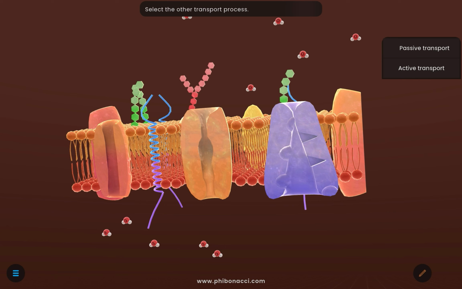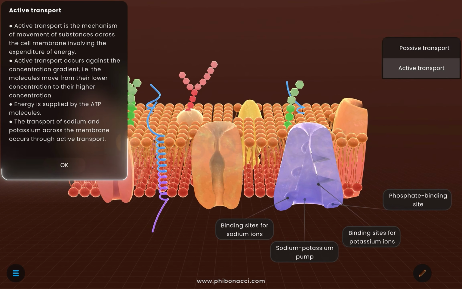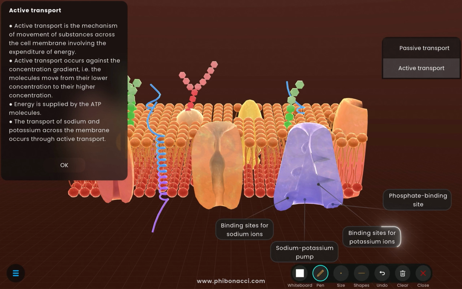The next transport process we'll study is active transport. Now we'll check out what active transport is. Active transport is the type of transportation process where there is expenditure of energy. So energy is required to facilitate active transport. This is one part. The second important thing about active transport is that it takes place against the concentration gradient.